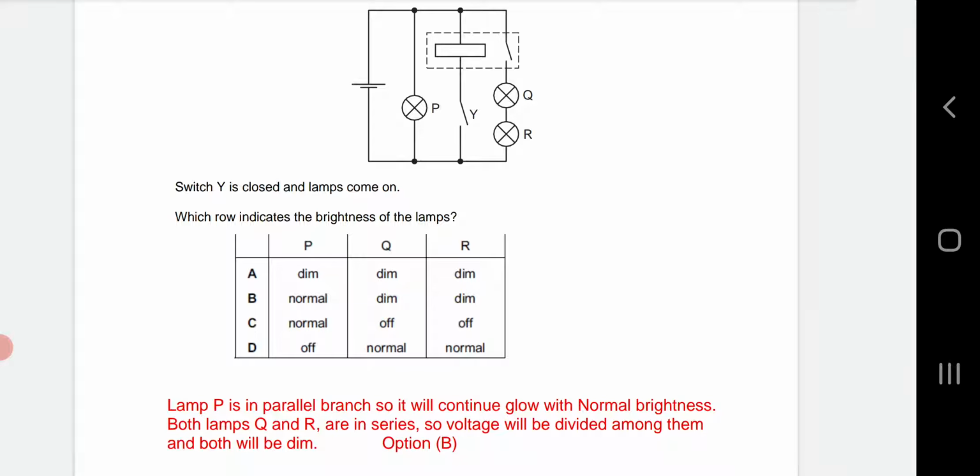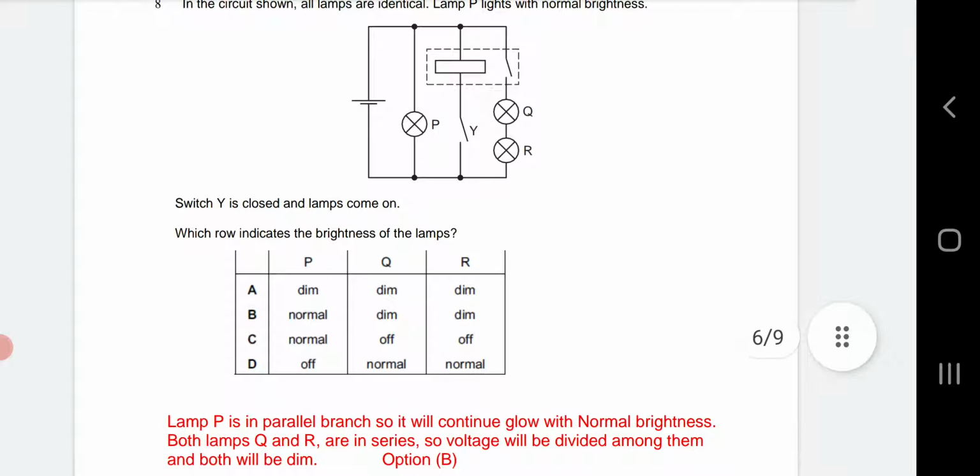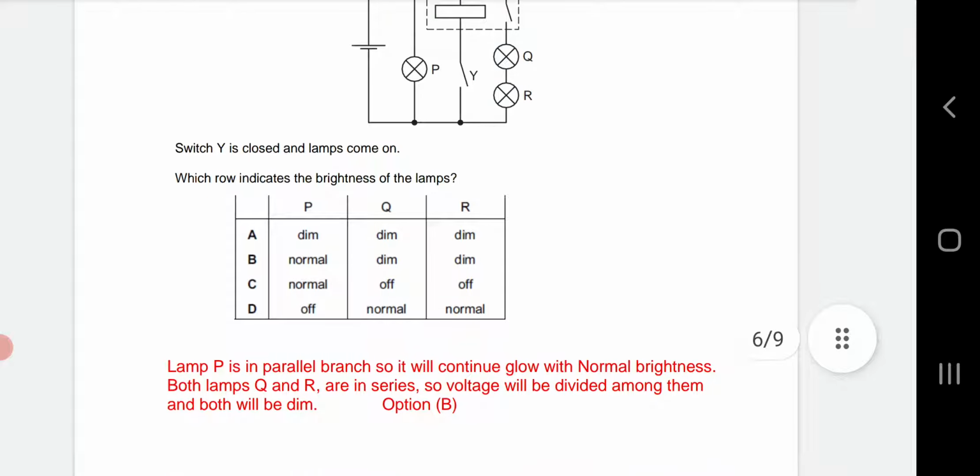However, lamps Q and R are in series. So the input voltage will be divided among them, and both will be dim because full voltage is not available either across Q or R. So both will be dim. So it is option B.